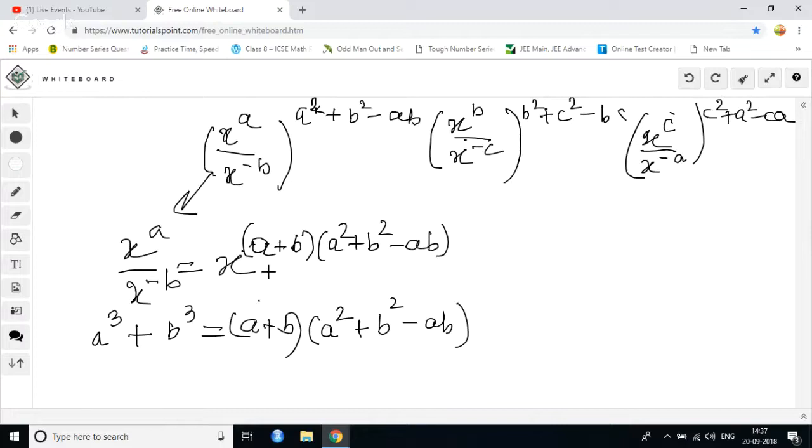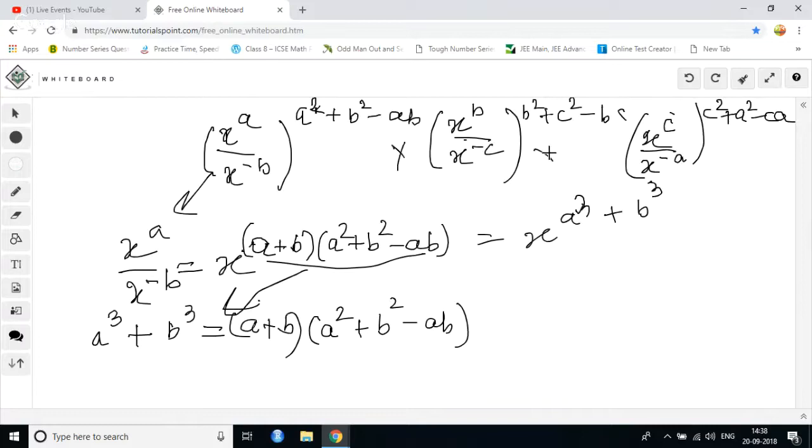So look here, what is this? a plus b, a square plus b square minus ab. So can I replace this with a cube plus b cube? Obviously I can do so. So what I will do here is x to the power a cube plus b cube.